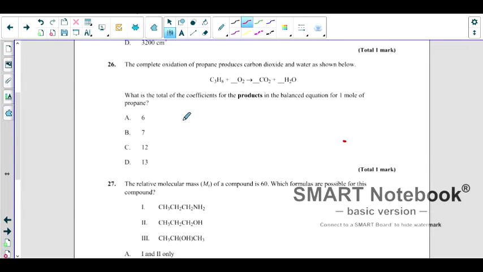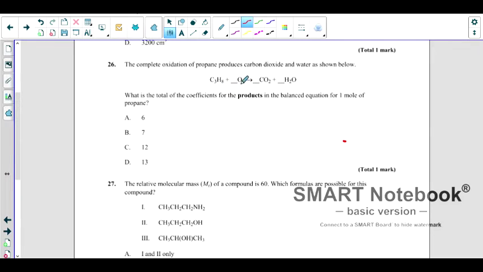In the first part, we did the first 25 questions of this past paper. Now let us continue from the 26th question. This question is based on balancing of equations. We have done a lot of questions on balancing, so it can be done.